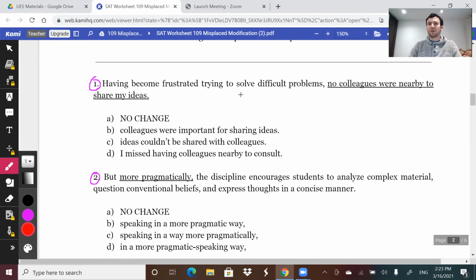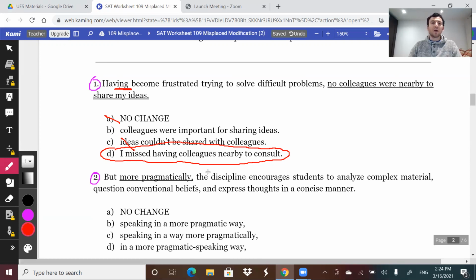So: having become frustrated trying to solve difficult problems. So this is a participle phrase. Whatever follows a comma has to be who's becoming frustrated. So ideas don't become frustrated. No colleagues, so the lack of people doesn't become frustrated. So then you're just down to B and D, and D is the one that actually makes sense. Having become frustrated trying to solve difficult problems, I missed having colleagues nearby to consult. Colleagues were important for sharing my ideas doesn't really make sense, because in this case, we know I is becoming frustrated because I is missing having people to help.